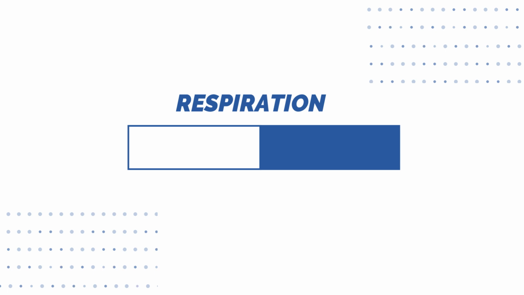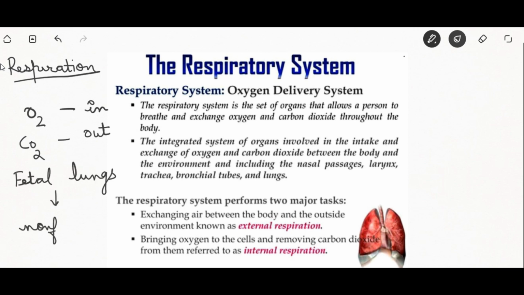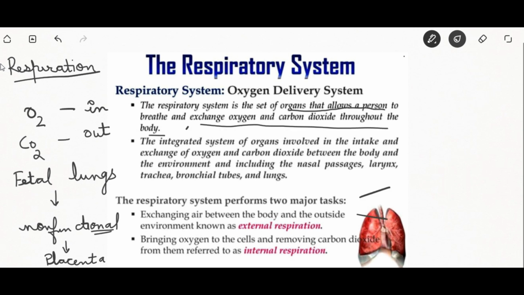What is respiration? Respiration is a process by which oxygen is taken in and carbon dioxide is given out. The first breath takes place only after birth. We all know that the fetal lungs are non-functional. So during the intrauterine life, the exchange of gases between the fetal blood and mother's blood occurs through the placenta. The respiratory system is the set of organs that allow a person to breathe and exchange oxygen and carbon dioxide throughout the body.